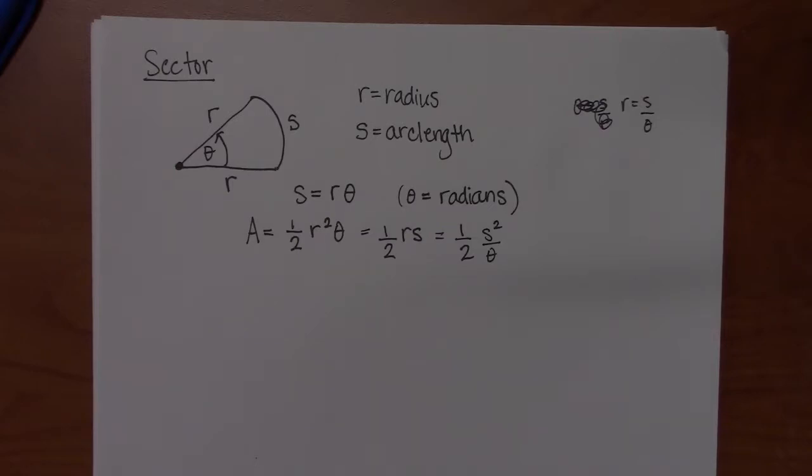So if you can just memorize one of these area formulas and you know the arc length formula, you can use algebra to solve for any variable. Did I do that right? I think I did, yeah. S squared over theta, yeah. You can actually solve for whichever two of the three you have. So there's actually 3 different ways you can calculate the area by just using a little bit of algebra manipulation.